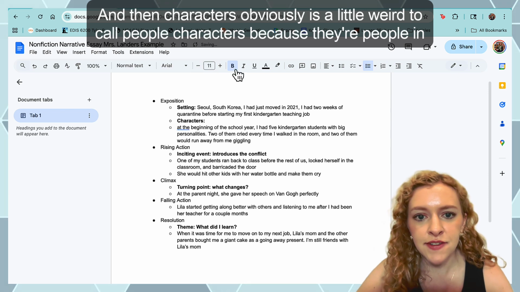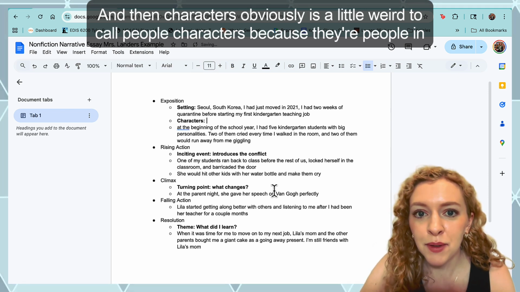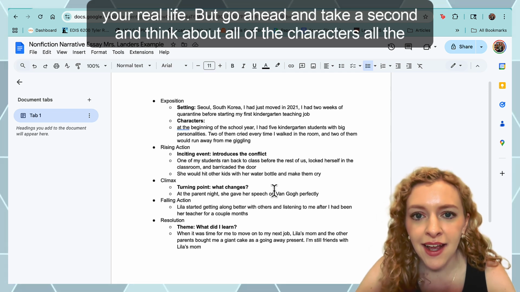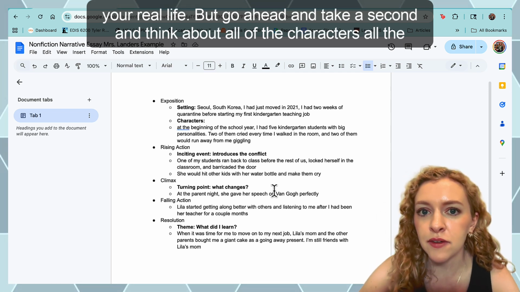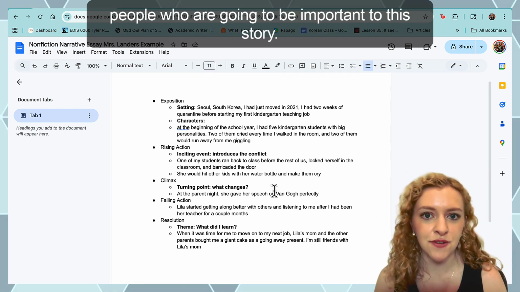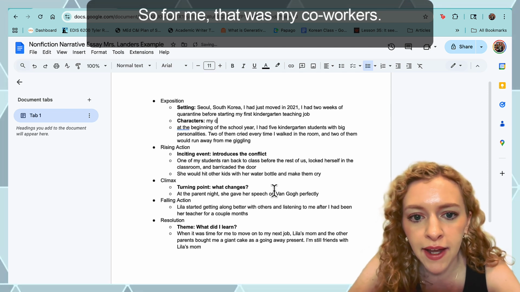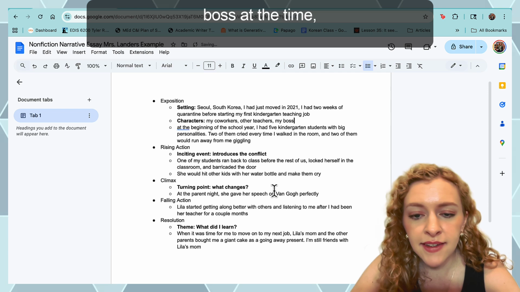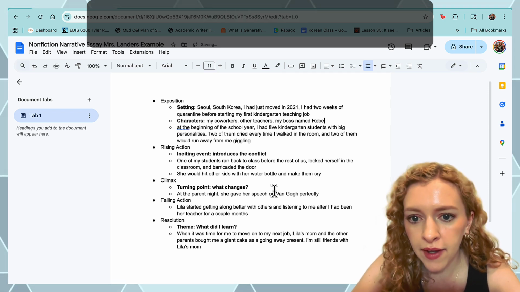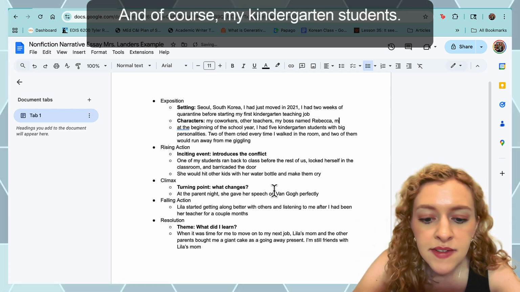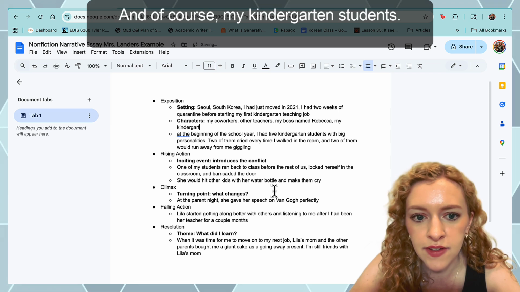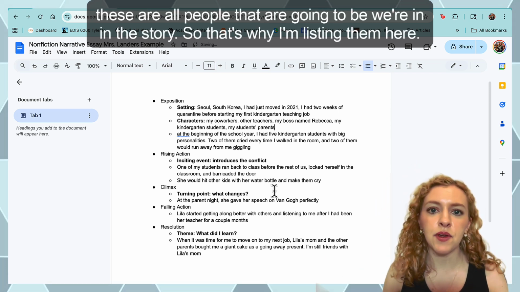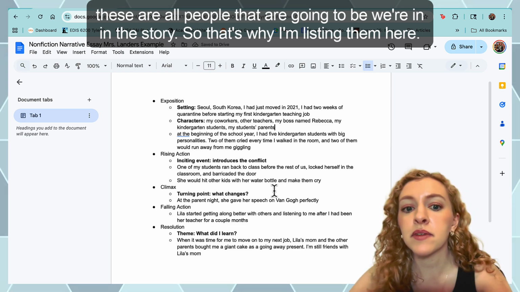And then characters. Obviously, it's a little weird to call people characters because they're people in your real life. But go ahead and take a second and think about all of the characters, all the people who are going to be important to this story. For me, that was my coworkers, other teachers at the school, my boss at the time, let's call her Rebecca, and of course, my kindergarten students and my students' parents. These are all people that are going to be important in the story, so that's why I'm listing them here.